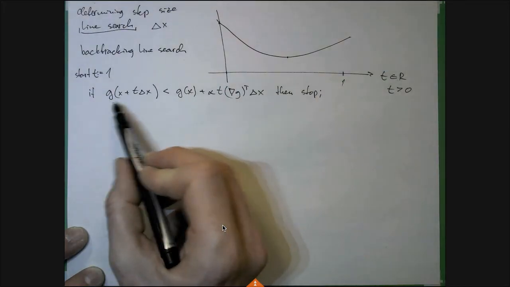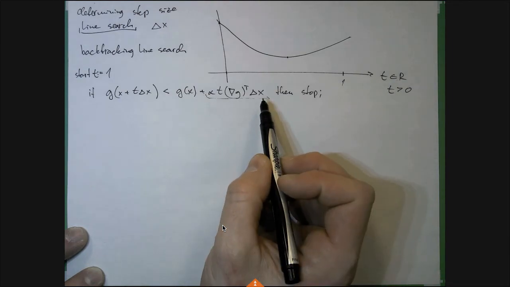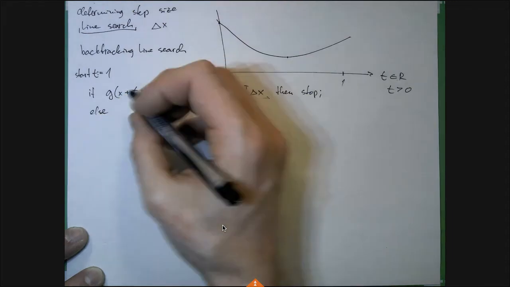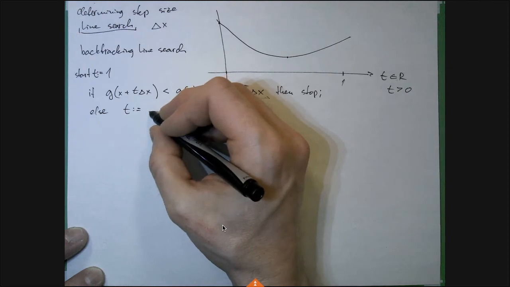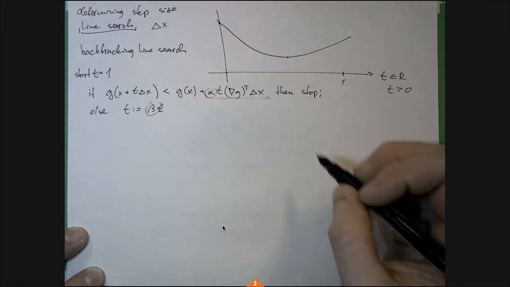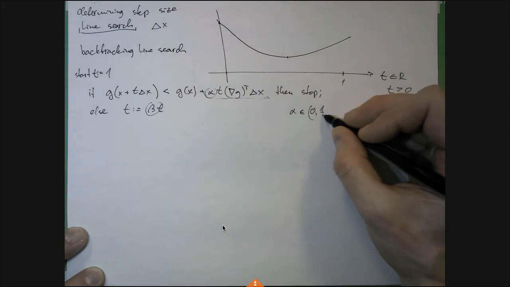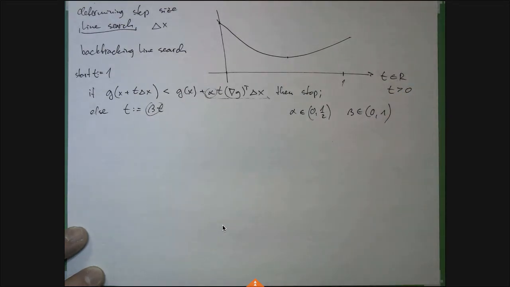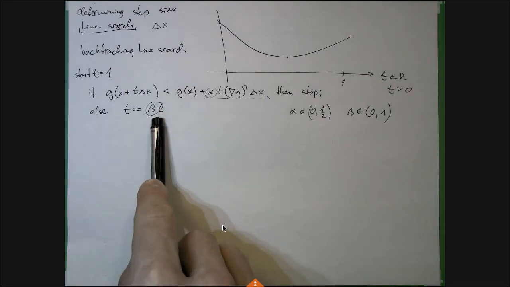So this means we are checking if the function has decreased enough. This is a measure of enough, okay? If it had not decreased enough, what are we gonna do? We're gonna reduce t to beta t, where alpha and beta are some parameters of the algorithm. Alpha is a parameter between 0 and 1/2, and beta is between 0 and 1, okay? What beta means is how aggressively we are lowering the t.